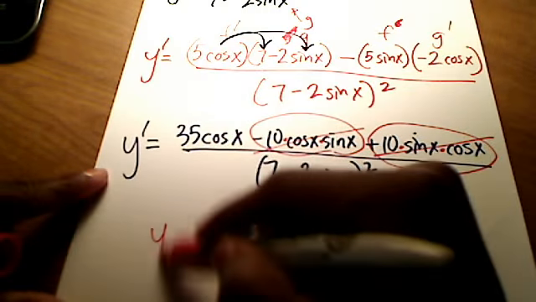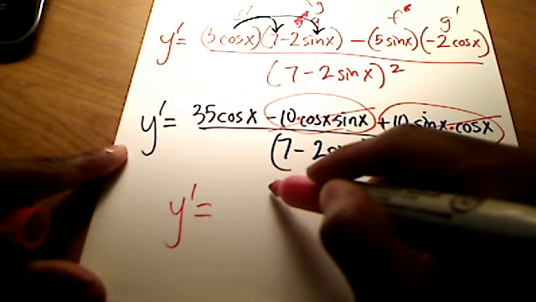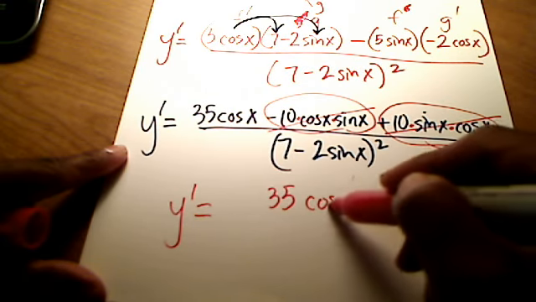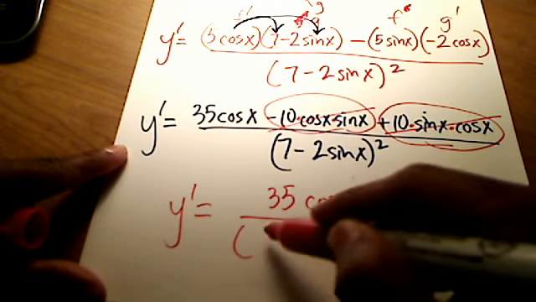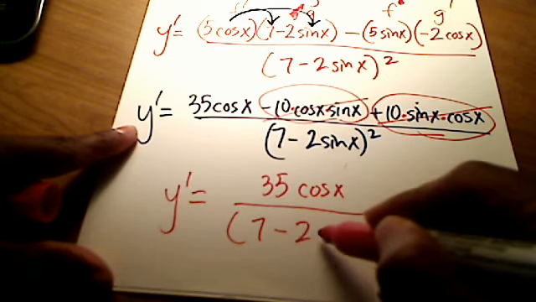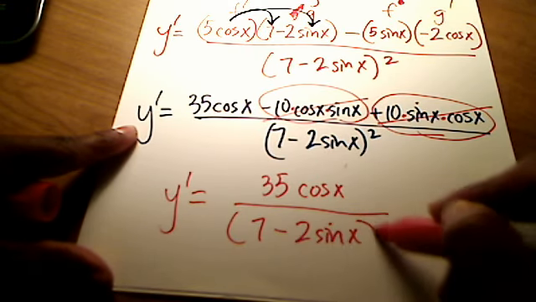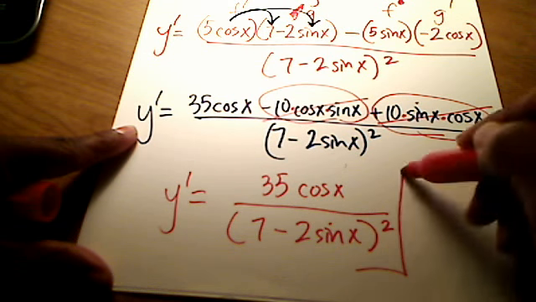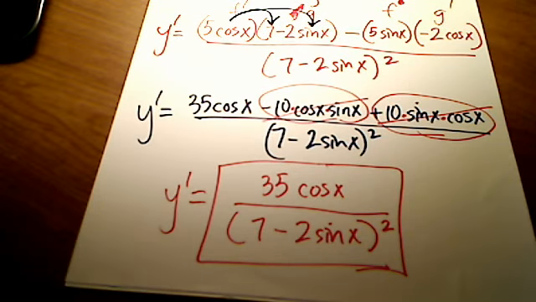My final answer is the numerator has a 35 cosine x, and my denominator is quantity 7 minus 2 sine x squared. There you go. Hope that helps.